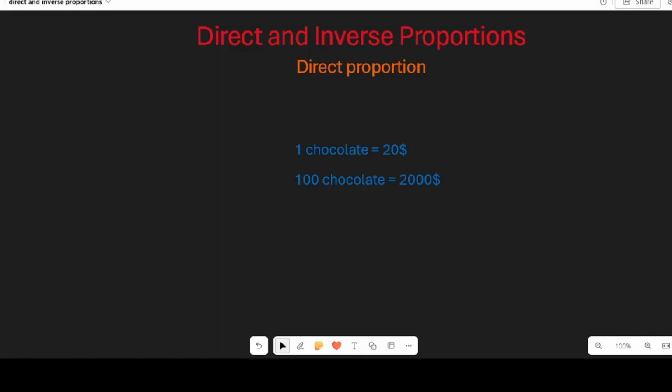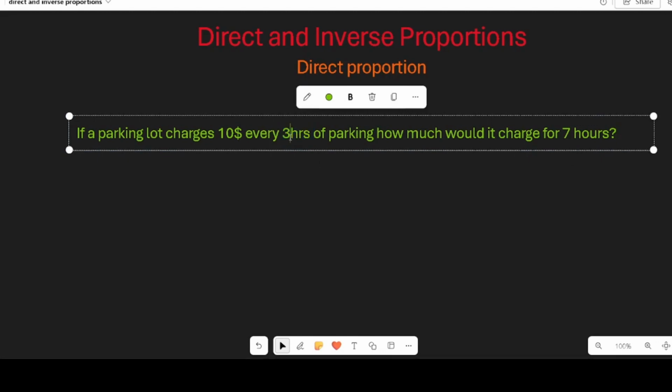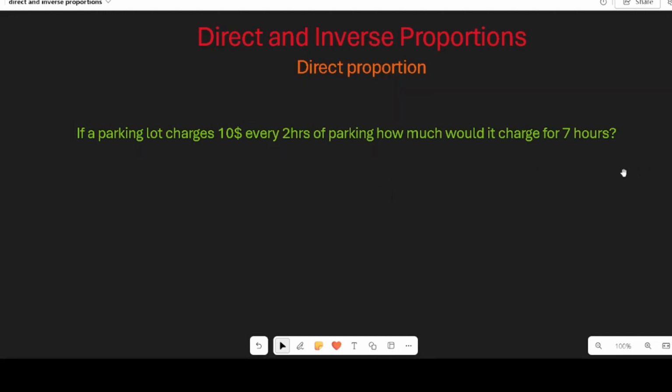Let's do a sample problem of solving a question of direct proportion. So this is the question. If a parking lot charges $10 every 3 hours of parking, how much would it charge for 7 hours? I'll just change this a bit to make it simple. So let's say 2 hours of parking. How much would it charge for 7 hours?